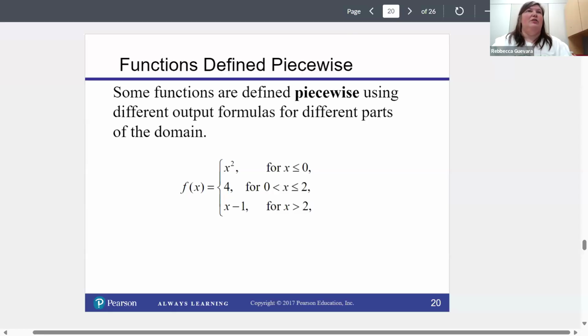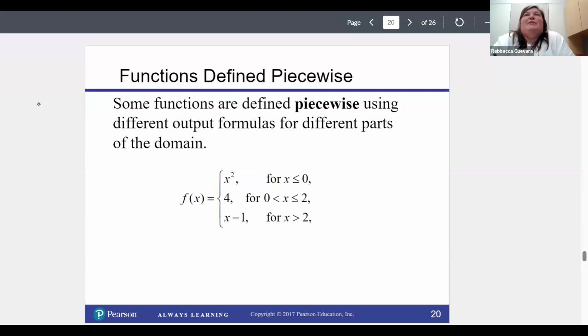All right. So some functions we have, we're kind of moving on, some a little different. This is piecewise defined functions. Some functions are defined piecewise using different output formulas from different parts of the domain. Since we're in this section, we're just going to cover this because this is something we may see again.